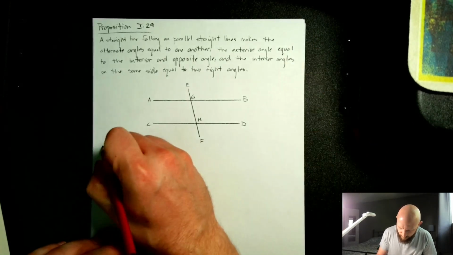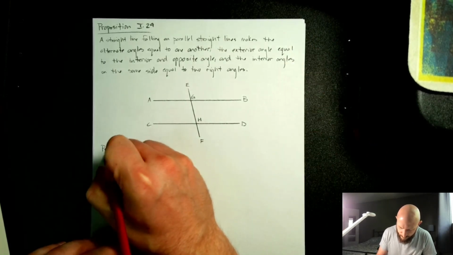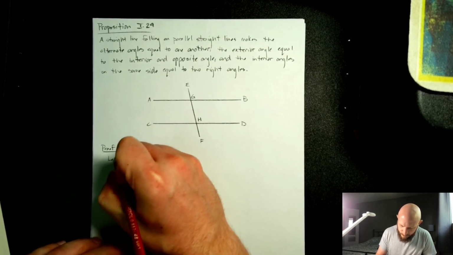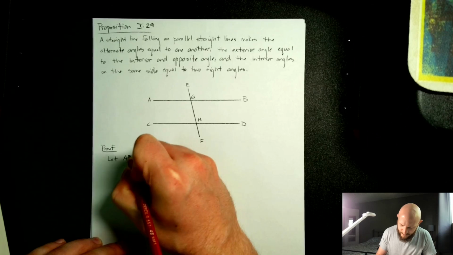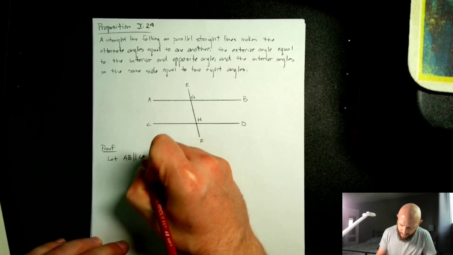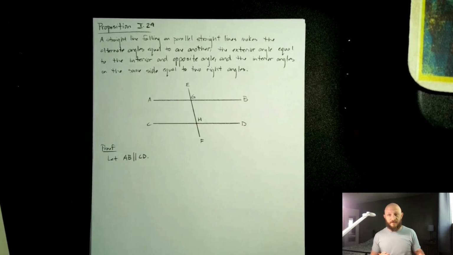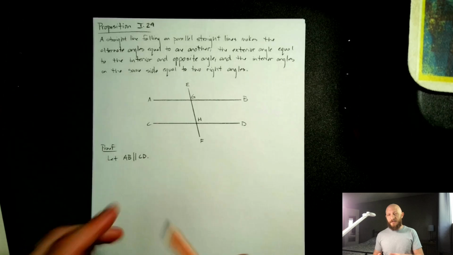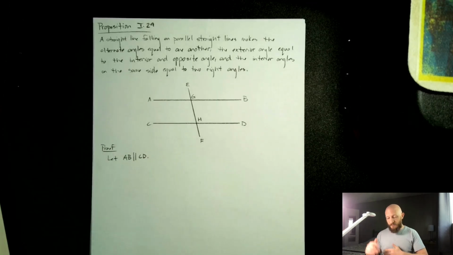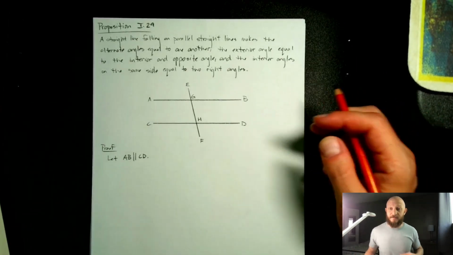So, proof. We begin by letting AB be parallel to CD. This is where it's different from the last two propositions. Proving the parallelism between the two lines was the conclusion of the last two propositions. Now we're taking it as the hypothesis.